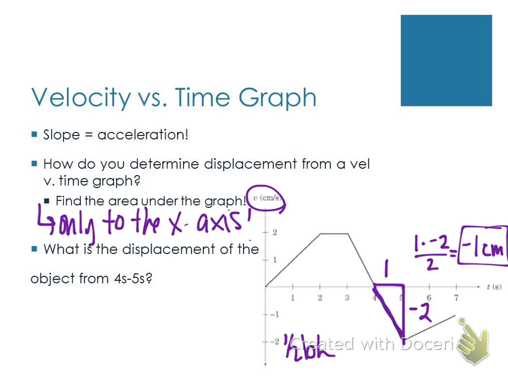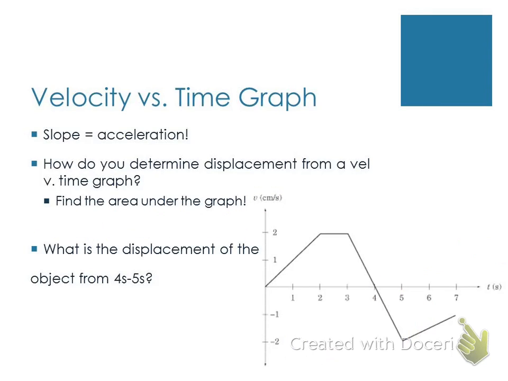Do we know why it's centimeters? It doesn't have anything to do with how we calculate it. It's just that the graph is reading in centimeters per second, which means our displacement would have to be centimeters. 1/2 base times height. You guys good? Now let's do that on this graph.